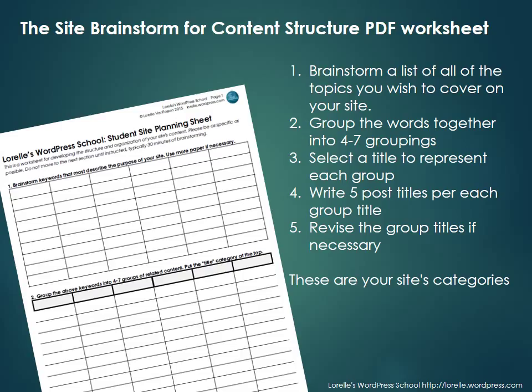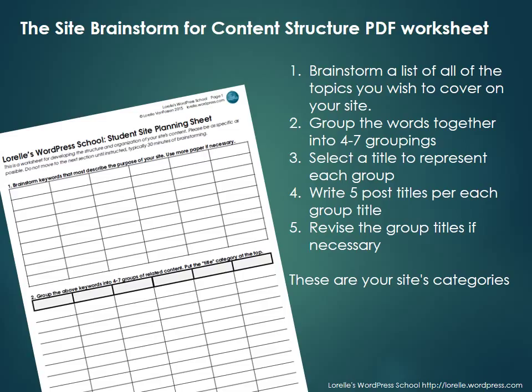So really write down everything you can imagine you'd want to talk about. Then group the words together into 4 to 7 groupings. Yes, I know, those are your categories. So group these together and select a title to represent each group or each category. Make sure that it's a significant descriptive word or phrase.